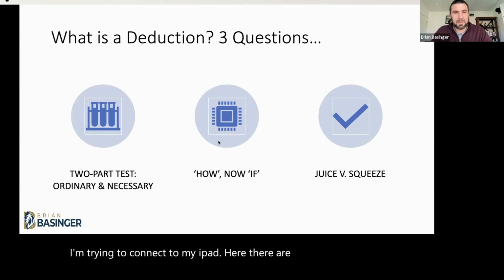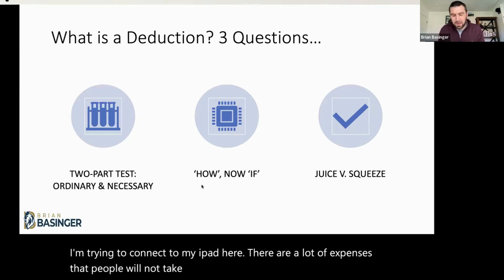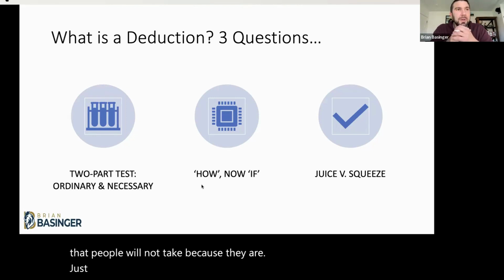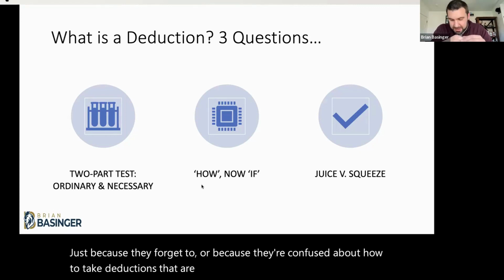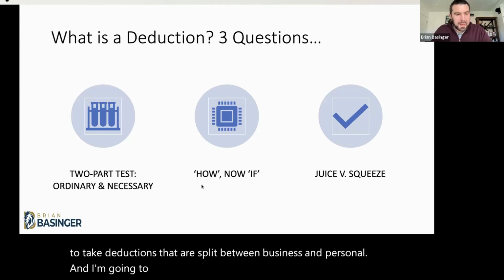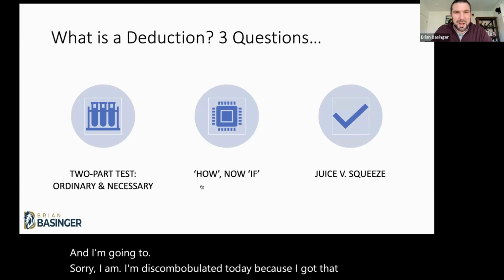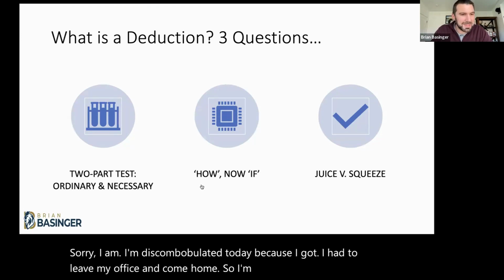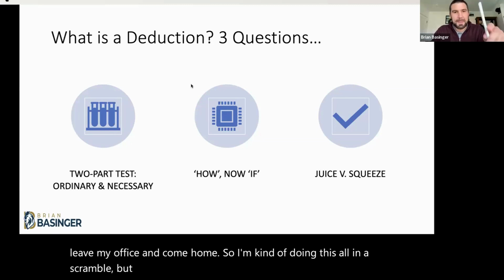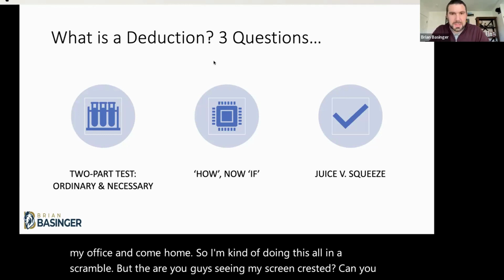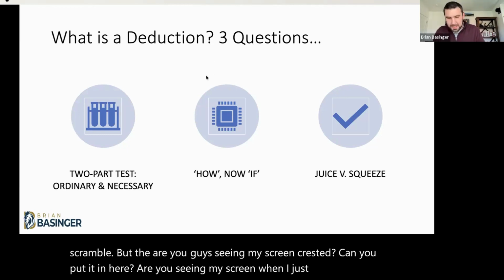There are a lot of expenses that people will not take just because they forget to, or because they're confused about how to take deductions that are split between business and personal. And sorry, I'm discombobulated today because I had to leave my office and come home, so I'm kind of doing this all in a scramble. But are you guys seeing my screen? Cressida, can you put it in here? Are you seeing my screen when I just switched to my iPad a second ago?